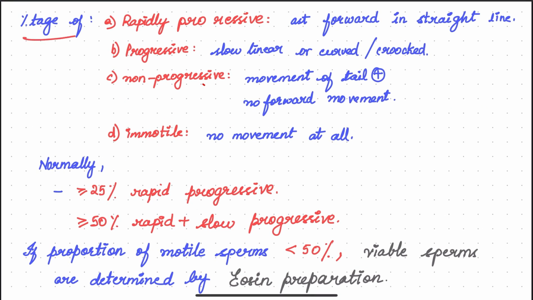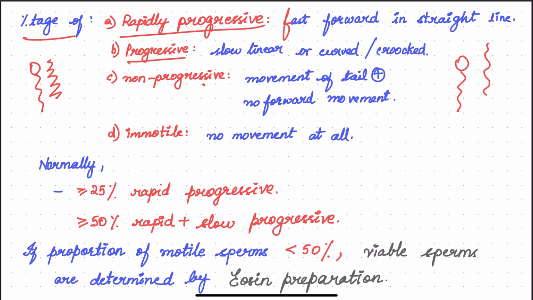And a few terminologies: rapidly progressive. Rapidly progressive is fast forward movement in a straight line. This is a sperm that moves very fast in a straight line. That is rapidly progressive. Progressive means slow linear movement. This is a sperm that moves slowly in a curved or crooked way, very slowly.